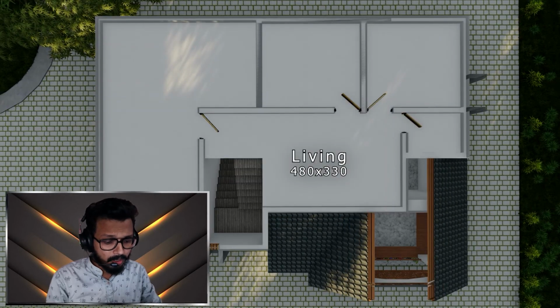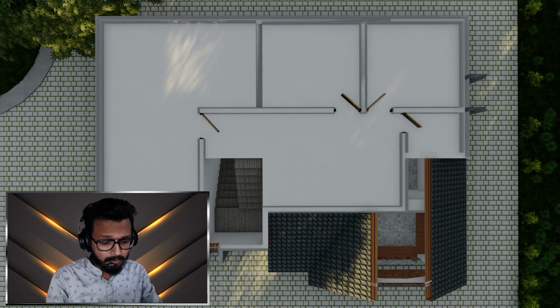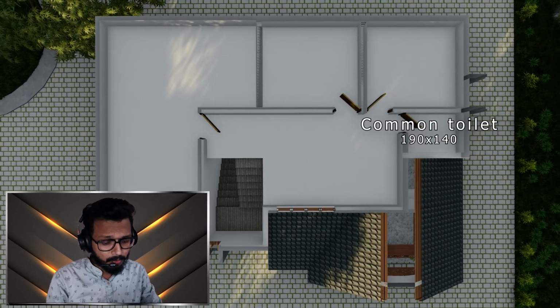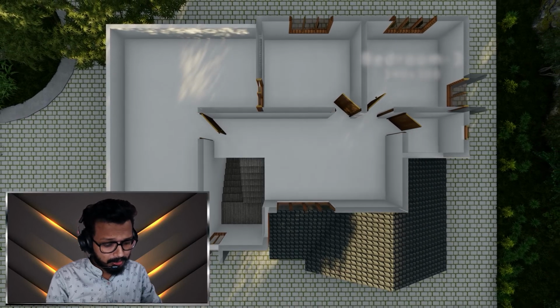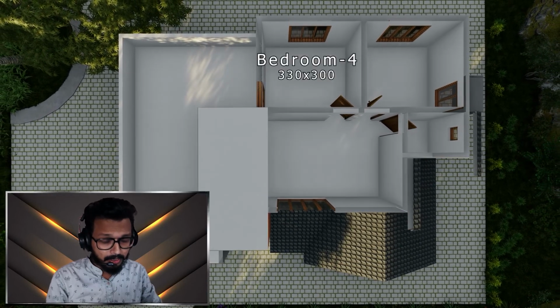First floor living is 480 into 330 centimeter. First floor common toilet 190 into 140 centimeter. Bedroom number 3 is 340 into 300 centimeter. Bedroom number 4 330 into 300 centimeter.